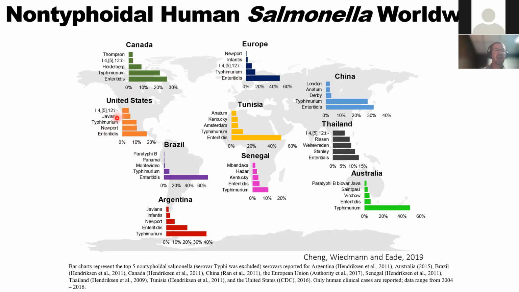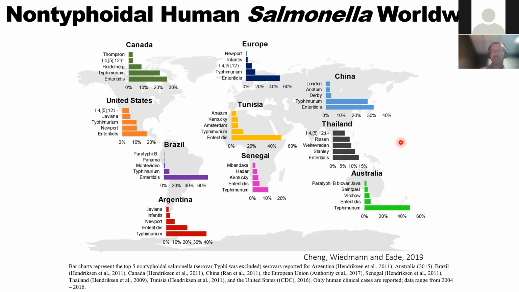We have Javiana as number 4 in the US, and it is also high as number 5 in Argentina. But then in some other countries, you have completely different Serovars high up. So in Thailand, for example, Valtverraden, Riston, and Stanley are high up. And Valtverraden in particular tends to be one that I at least associate more with Asia, et cetera.